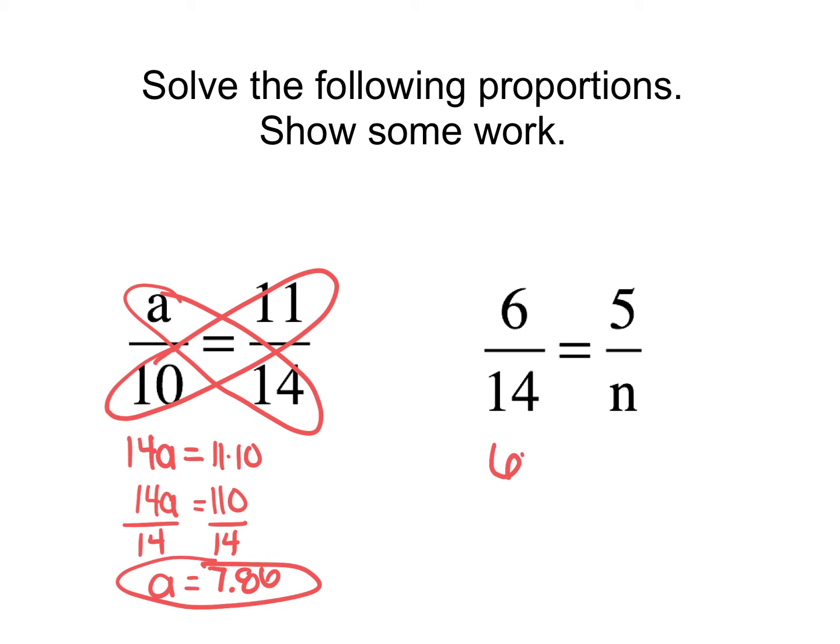For my second one, I'm going to have 6n is the same as 14 times 5, or 6n equals 14 times 5, which is 6n equals 70. If I divide both sides by 6, I get n equals 11.6 repeating. So same thing, it's not unusual to get decimal answers when we're working with ratios and proportions. That's okay, you just write it down and we're moving on.